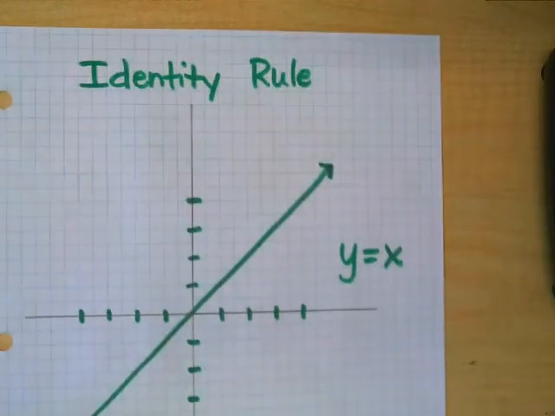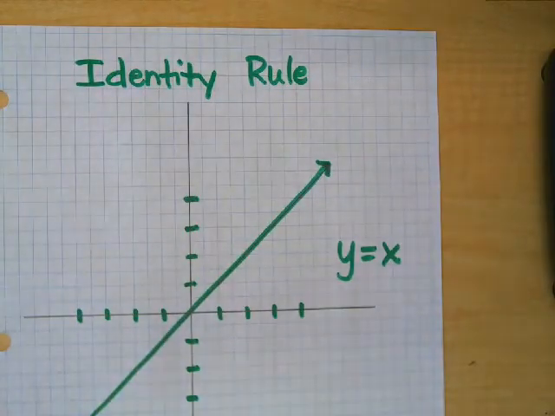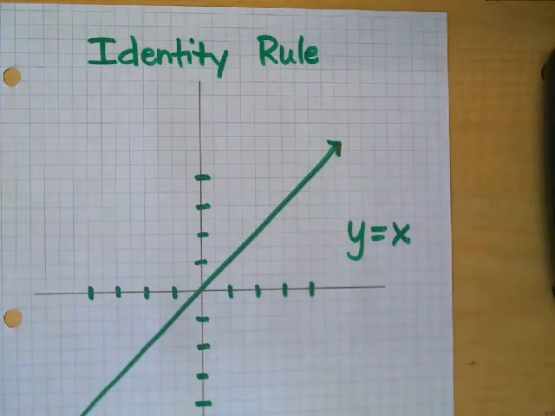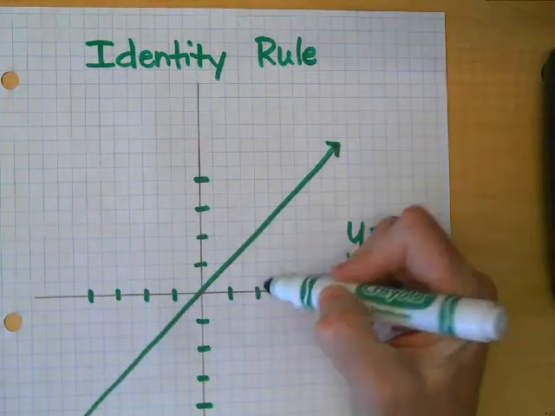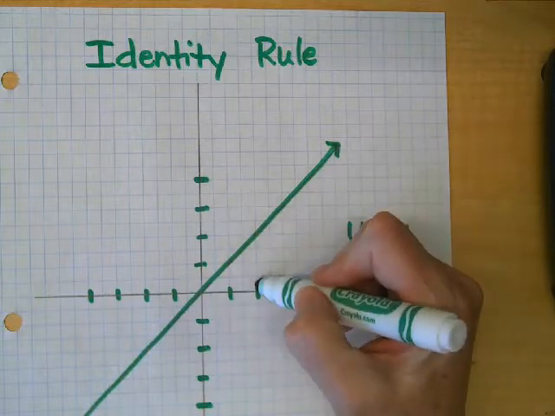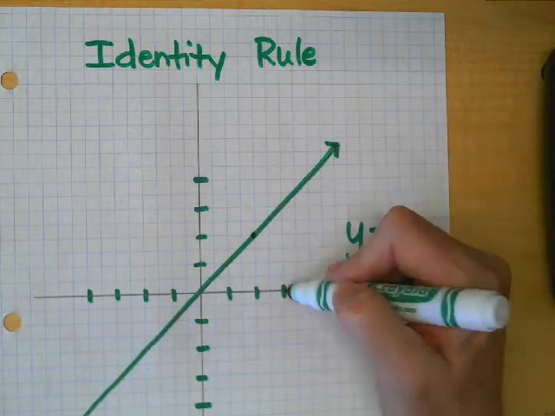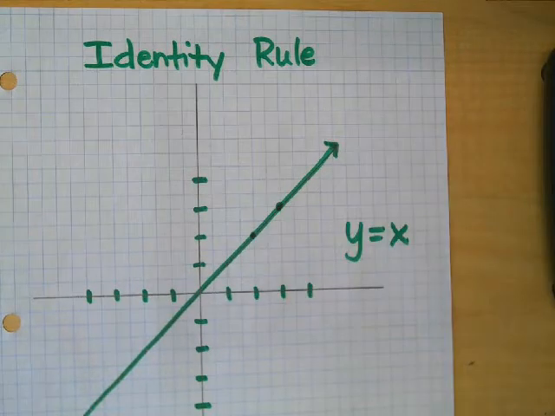All right, let's look at the identity rule. So the identity rule is just the line y equals x. Okay, so whatever x is. So what's the limit as x approaches 2? Well, as x approaches 2, y approaches 2. As x approaches 3, y approaches 3.